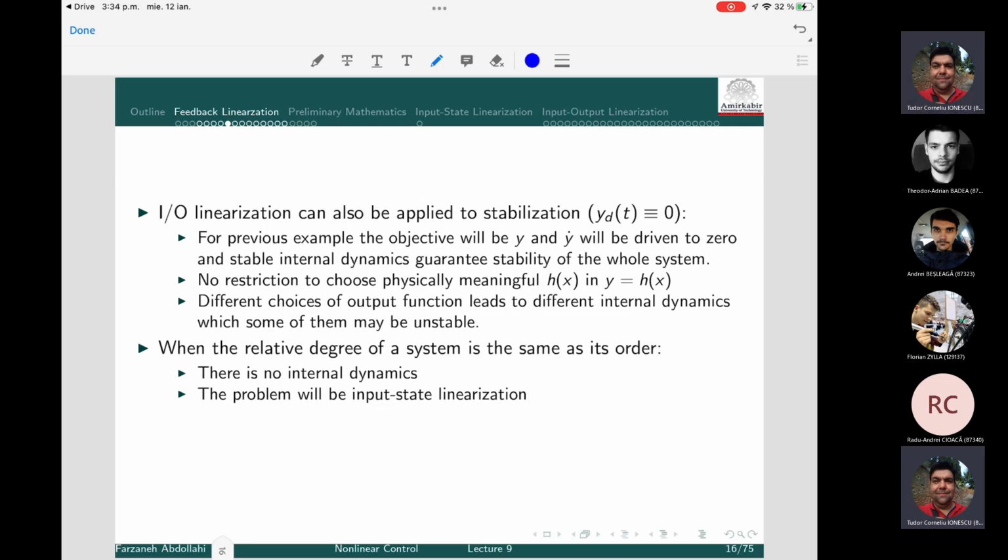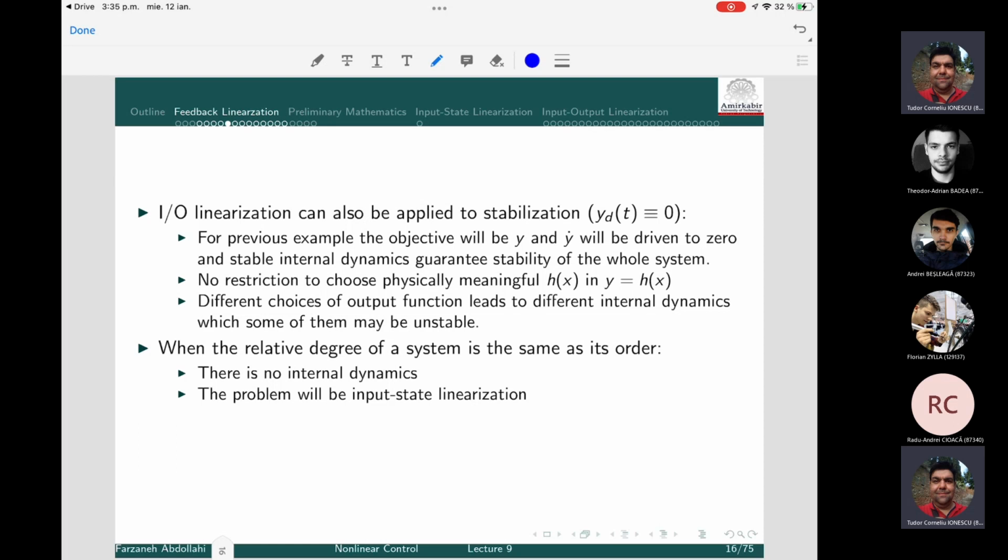When the relative degree of a system is the same as its order, there is no internal dynamics, of course, because the number of poles equals the number of zeros. And then the problem goes back to input to state linearization. So these are a few remarks, very interesting to help us understand what's going on.